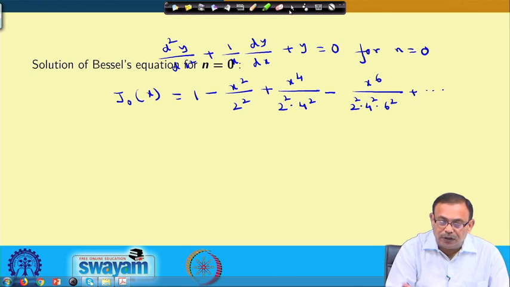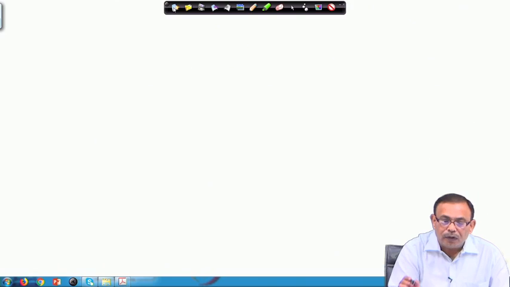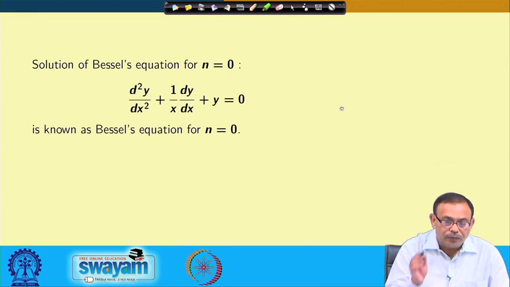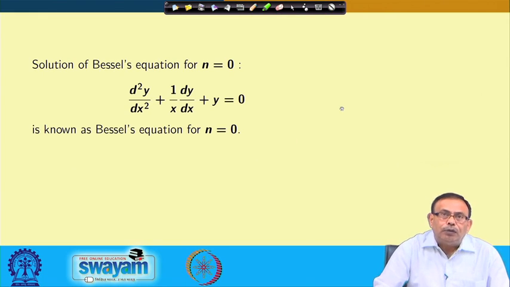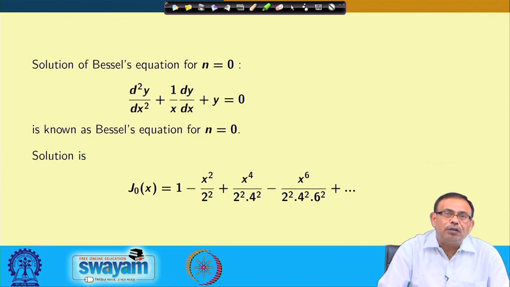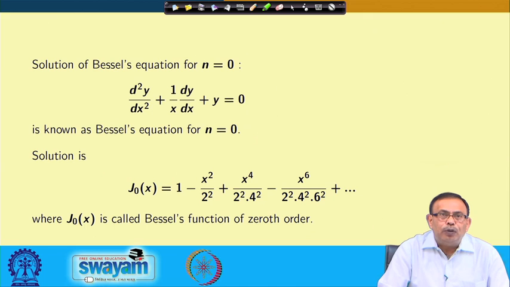So, basically, for n equals 0 we get this equation, and the solution is J 0 x, which we call the Bessel function of order 0.